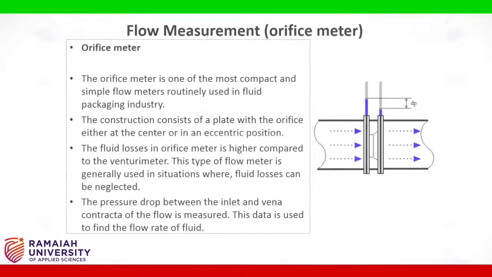The orifice meter. Orifice meter is one of the most compact and simple flow meters routinely used in fluid packaging industry. The construction consists of a plate with the orifice either at the center or in an eccentric position. The fluid losses in orifice meter is higher compared to the venturi meter. This type of flow meter is generally used in situations where fluid losses can be neglected. The pressure drop between the inlet and vena contracta of the flow is measured. This data is used to find the flow rate of fluid.